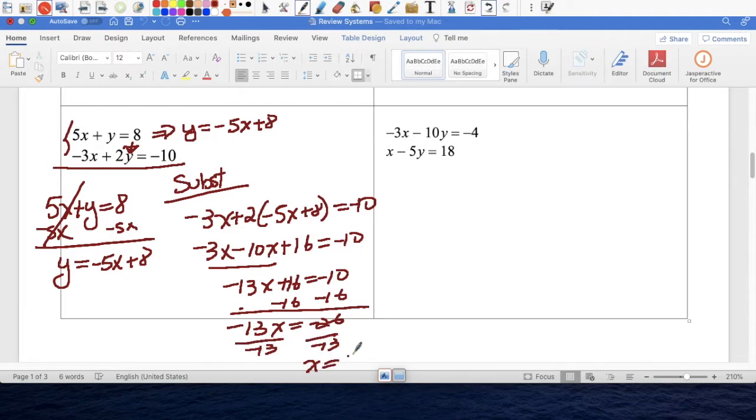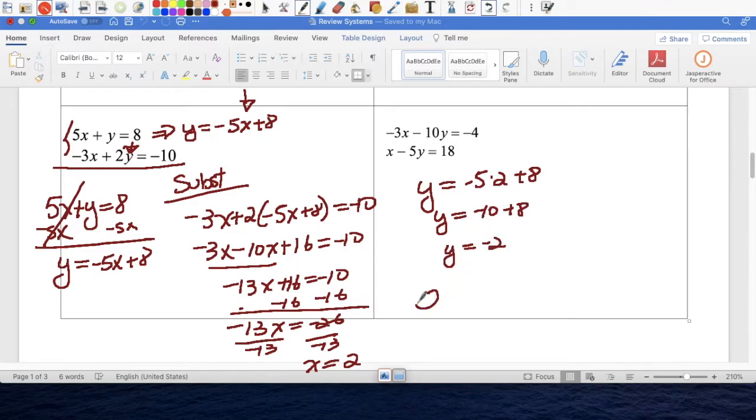x equals positive 2. So now I'm going to take this, right? I found x, I need to find y, so let's put it over here. So we get y equals negative 5 times 2 plus 8. y equals negative 10 plus 8. And obviously y equals negative 2. So there's my point of intersection, (2, negative 2). All right, so those two lines intersect there.